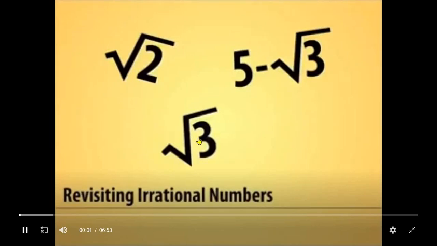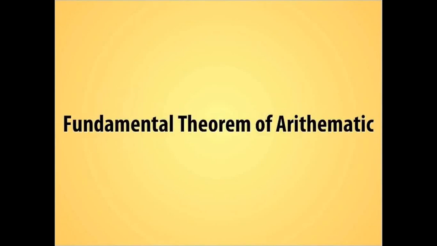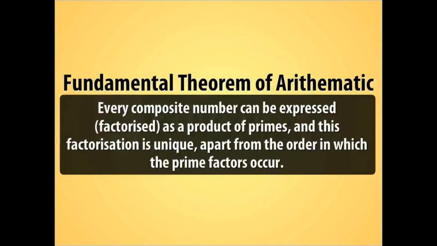Revisiting irrational numbers. In this module, you will learn about some theorems and proofs related to irrational numbers. You may know the fundamental theorem of arithmetic, which states that every composite number can be expressed or factorized as a product of primes, and this factorization is unique apart from the order in which the prime factors occur. Let's learn a theorem whose proof is based on the fundamental theorem of arithmetic.